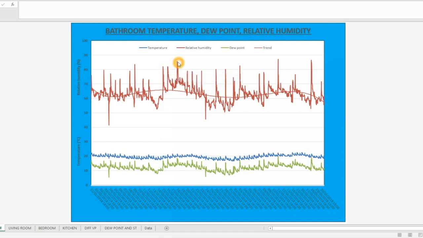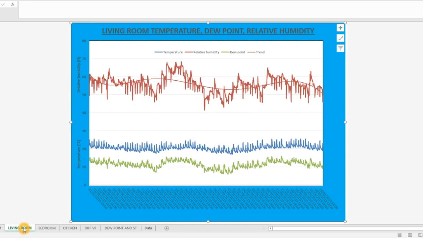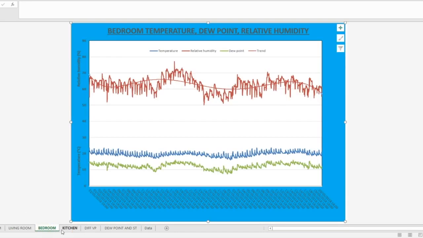Basic stuff on here. It's really, really good. You can put a trend line through there if you want. You don't have to put it on and take it out. You can also do all this for the living room, bedroom. You can go into the kitchen. There's so much you can get on there.